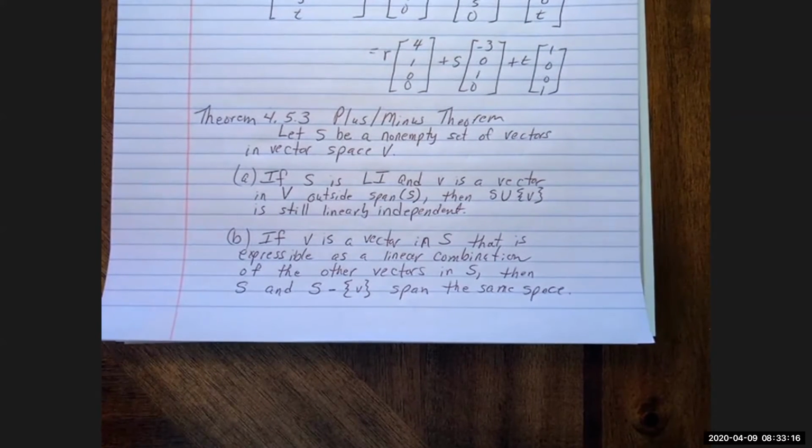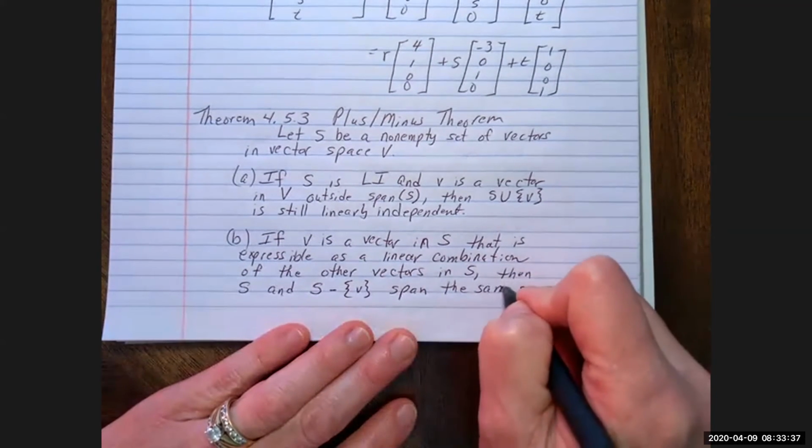This one starts with a linearly dependent set. So at least one vector in S can be written as a linear combination of the other vectors. This says I can throw that vector out, S minus V, and S will still span exactly the same space that it did.